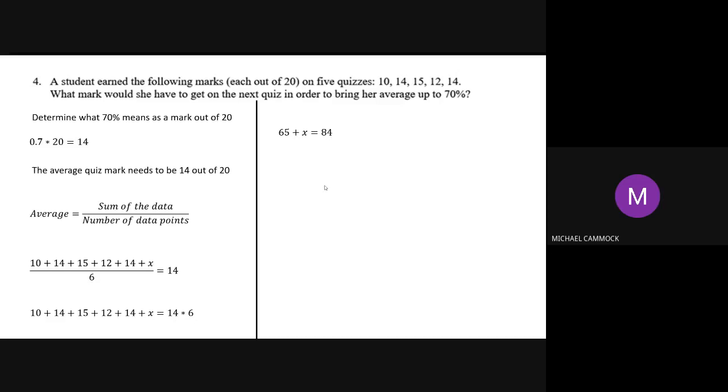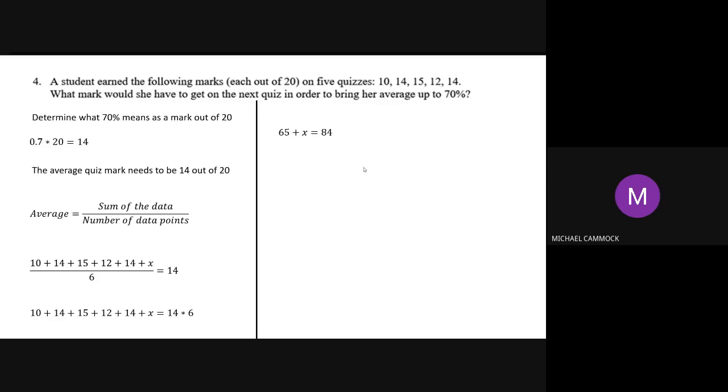So I have one more step left in order to find out what that x is. What's that last step that isolates the x so we know what her mark on that quiz needs to be to get her up to 70%? Can anybody help me out with how I get that x on its own? It's 65 plus x is equal to 84. What do I do to get that x on its own? We did equations. Hopefully you remember all this stuff we did in the first part of the class. How do I get that x on its own?